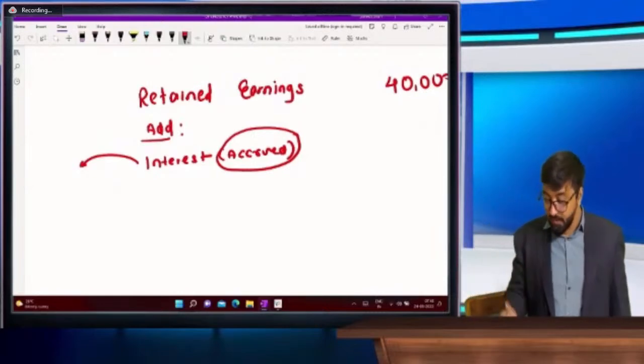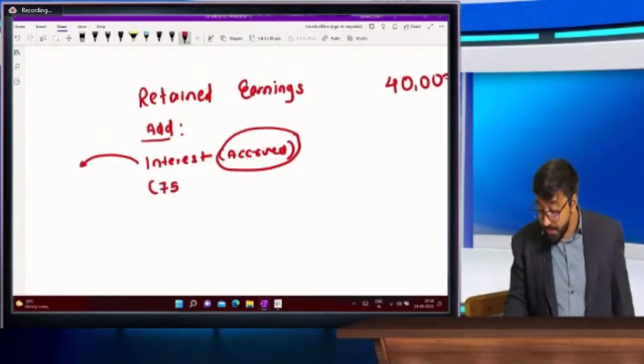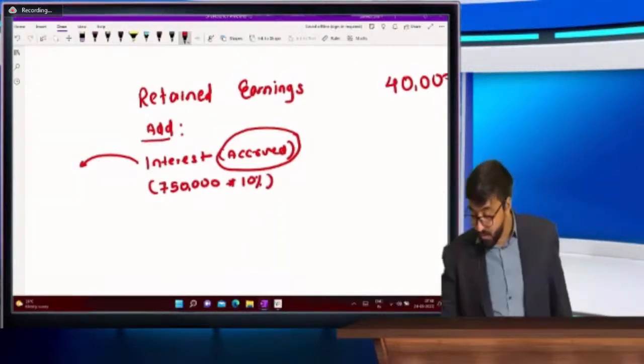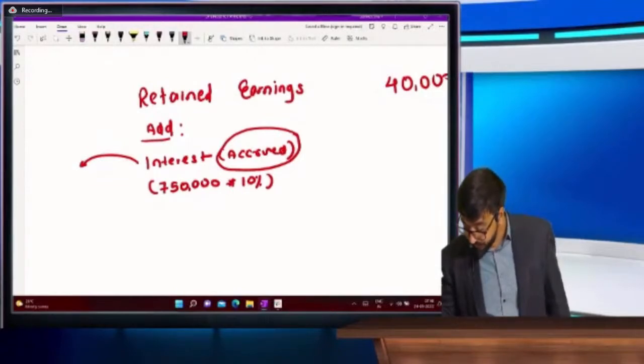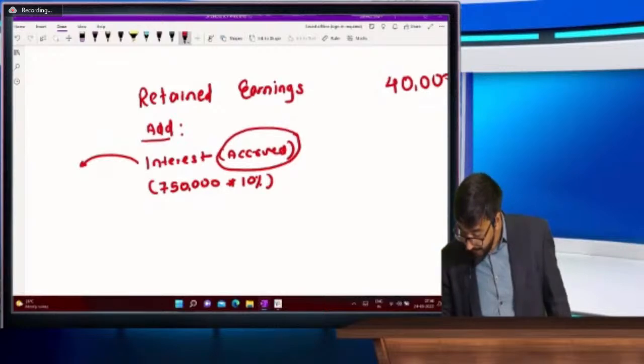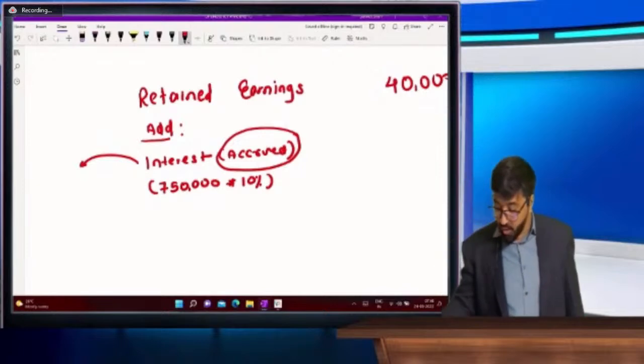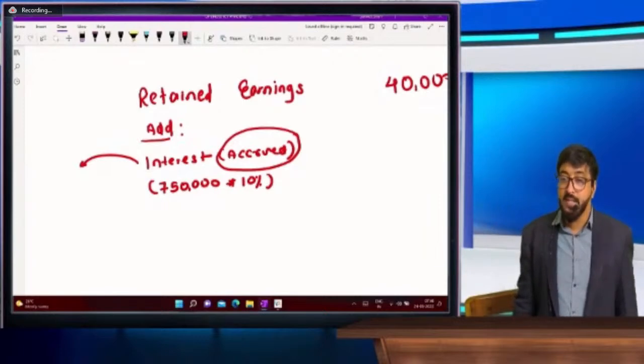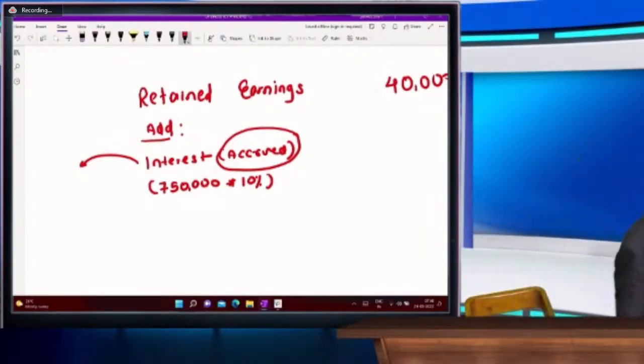So friends, interest we will add 7,50,000 into 10%. We will add it. Okay. So interest. Who answered it? Because financing activity. Matanjali, very good. First answer by Matanjali: sir, interest is financing item. And if it is a financing item, we are going to add it. Very, very simple reason, sir.